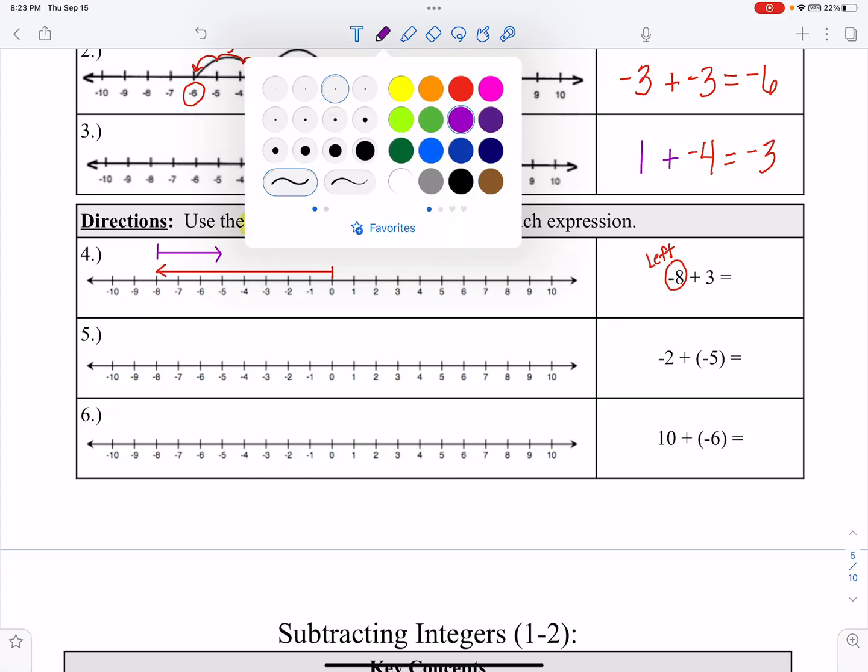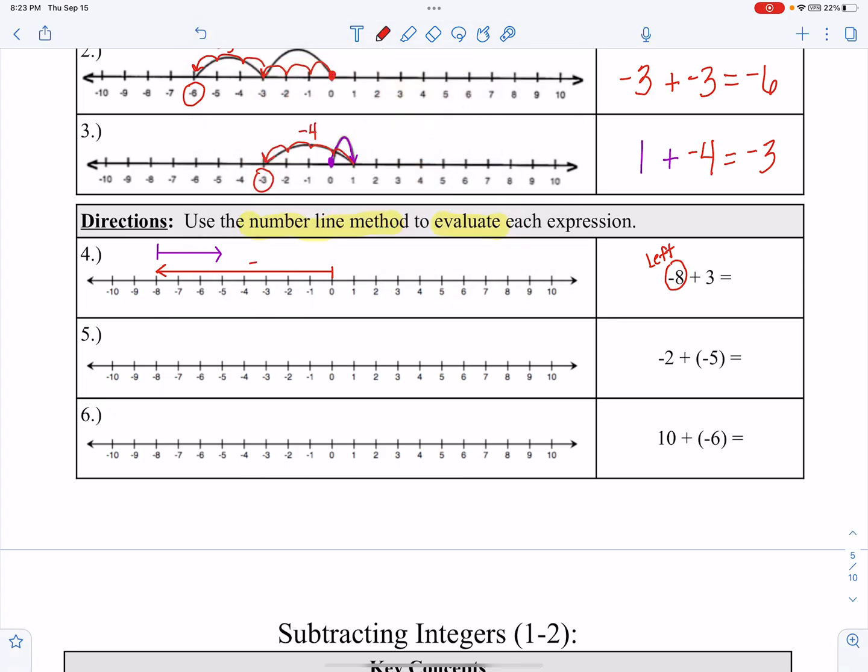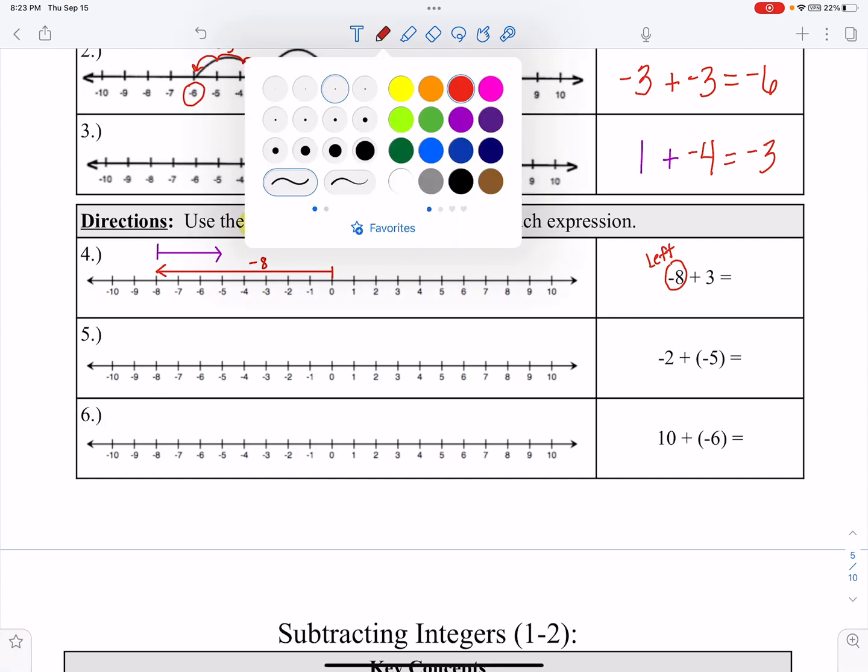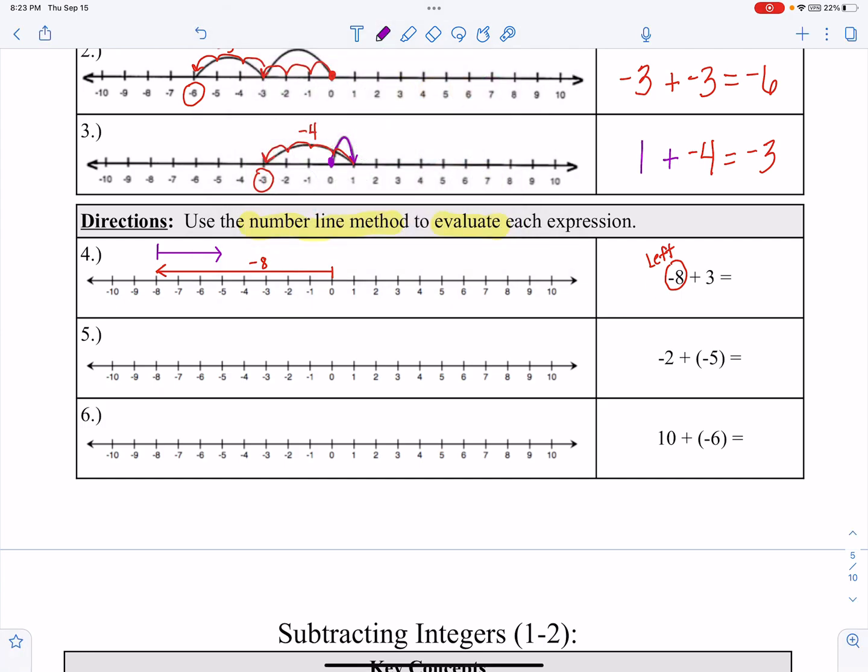Okay. So if I record on here, I see this was my -8. This was my +3, and I ended right here at -5. So this equals -5. Just to double check from yesterday, different sign subtract. 8 minus 3 is 5. Keep the sign of the bigger digit, then you'll be exact. And we did keep the sign, so that makes sense.